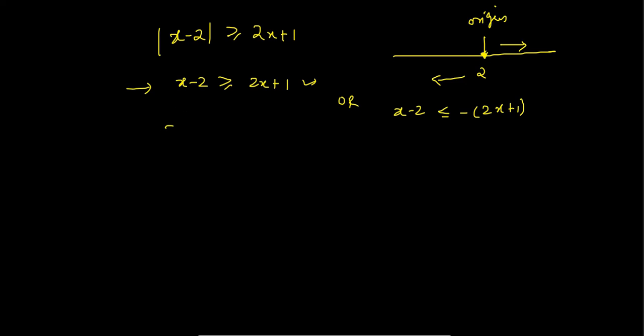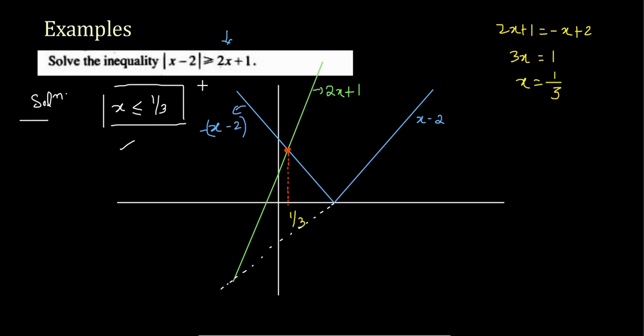So here you will get x as less than... x is less than minus 1, I think. Wait a minute, this is mod of x minus 2 greater than or equal to 2x plus 1.